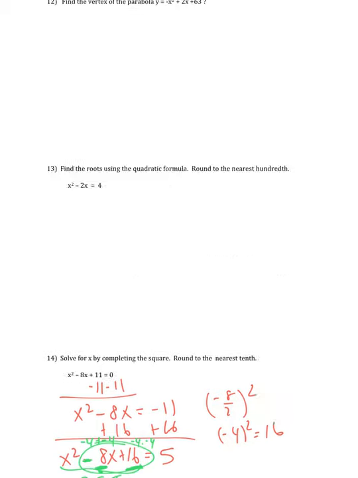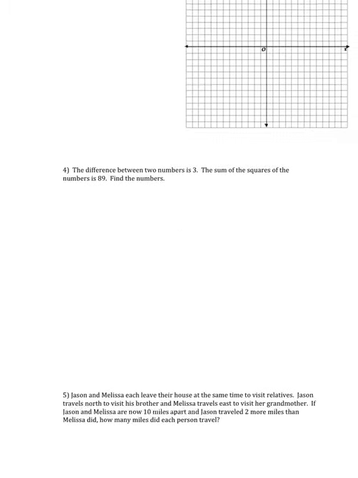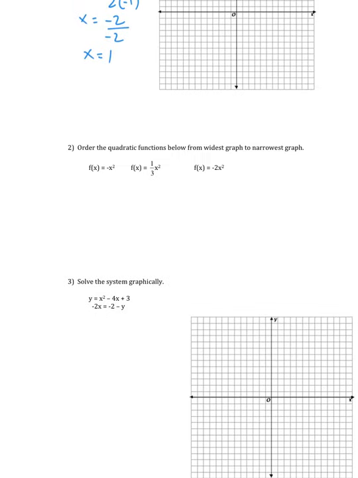So going back to number 2 in the review packet. When you're determining the order of widest to narrowest, the widest graph, as I went over in class today, is the one where the absolute value of A is the smallest. So where the absolute value of A is a number less than 1, it's getting wider. And when the absolute value of A is a number that's bigger than 1, then the parabola is getting narrower.